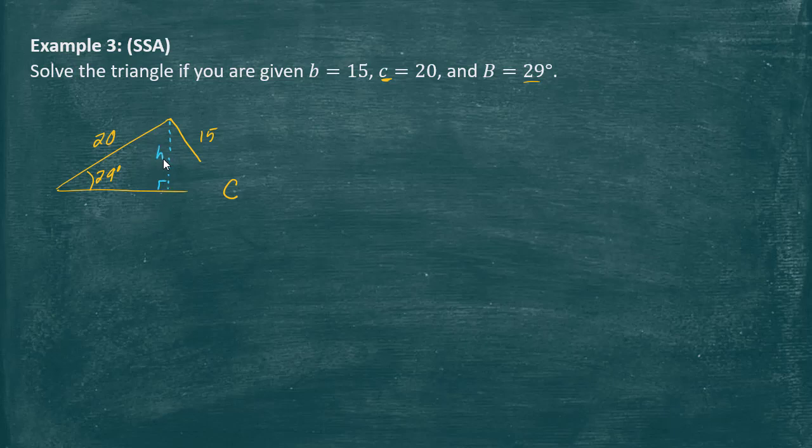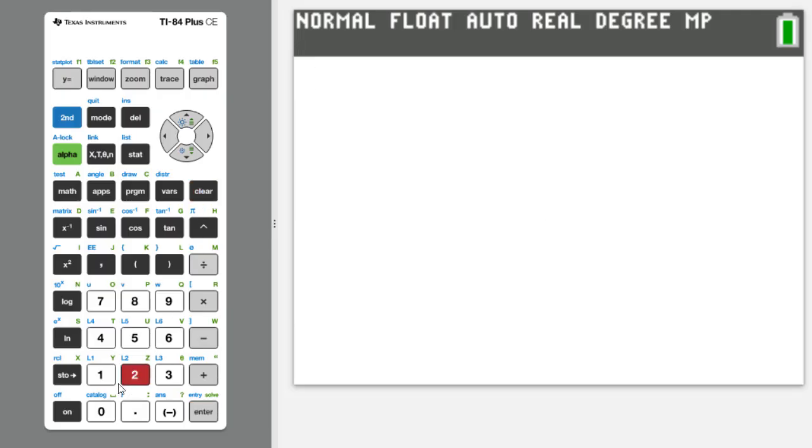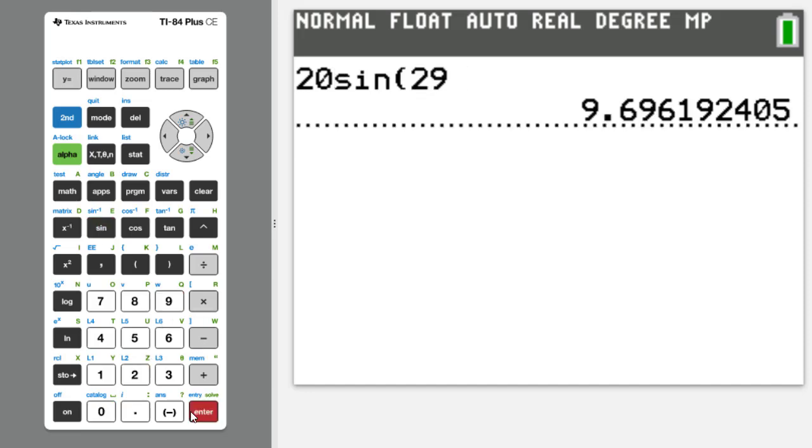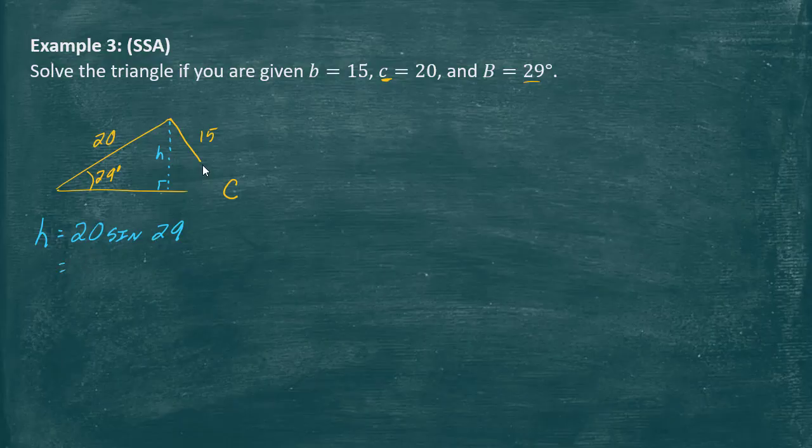So again, the shortcut for the height, as mentioned before, is the adjacent side, in this case 20, times sine of the angle, each time I need that height. So if I bring the calculator in, I'll be typing in 20 sine of 29. And notice that our height comes back approximately 9.7. 15 is definitely large enough to overcome that gap if the minimum distance there was 9.7.